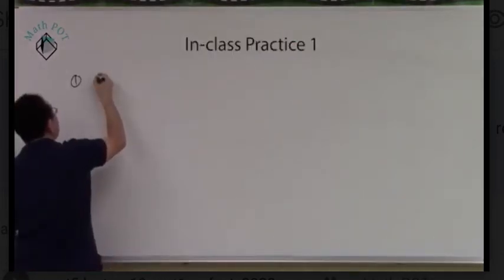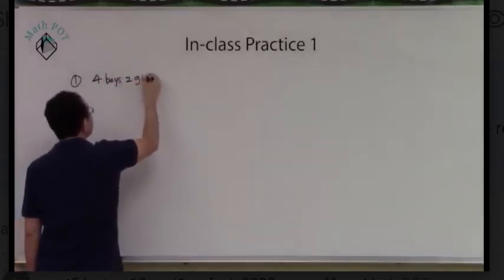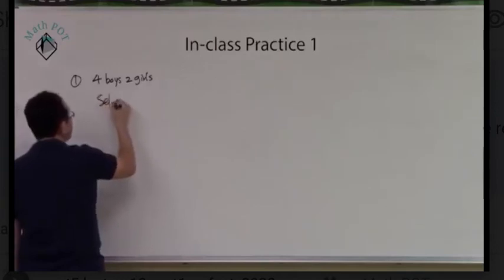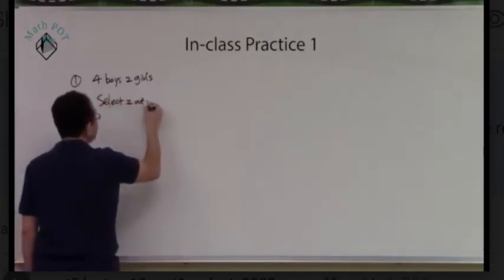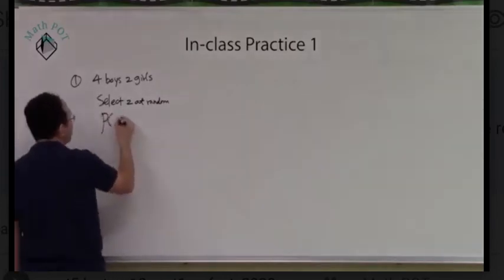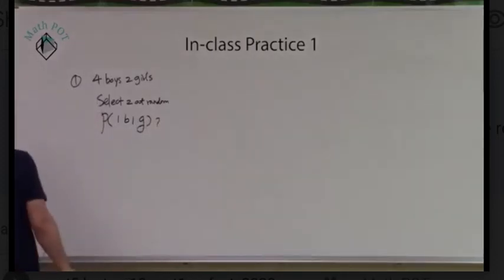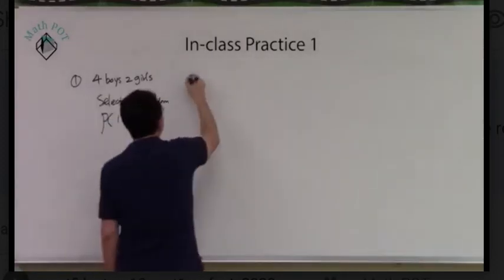So we have 4 boys and 2 girls. We want to select 2 at random. What is the probability of including 1 boy and 1 girl? Let's see how to solve. So that's one. So next one.